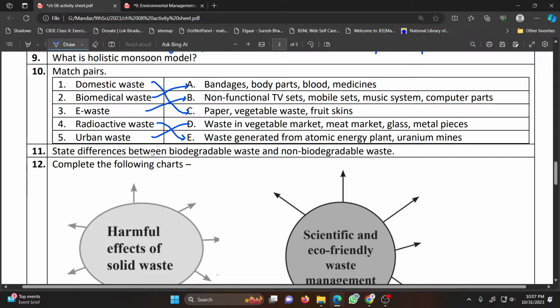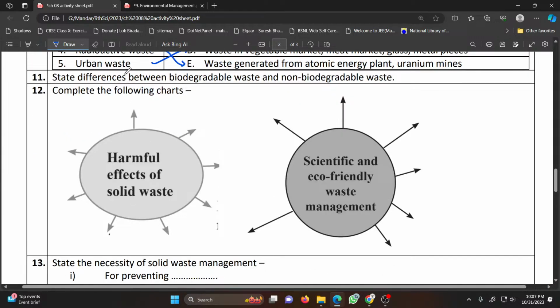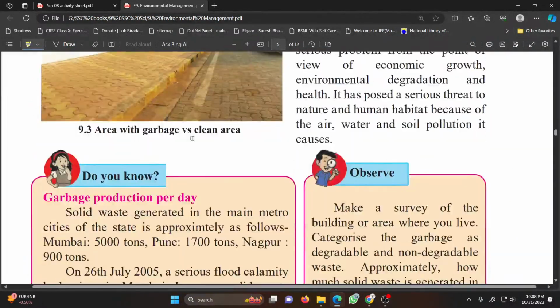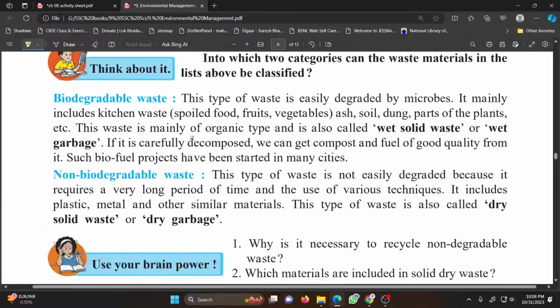Urban waste: waste in the vegetable market, then the meat market, glass, metal plates, etc. What are the harmful effects of solid waste? The harmful effects of solid waste are as follows.